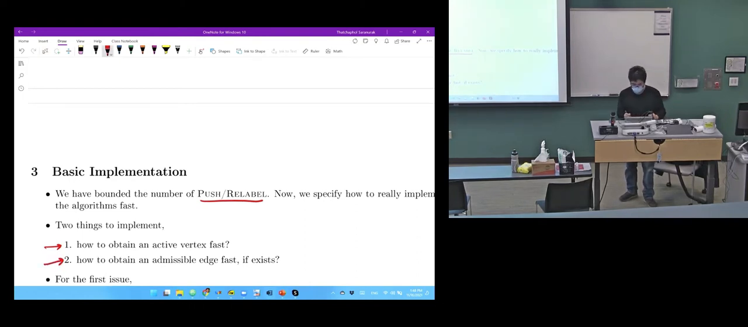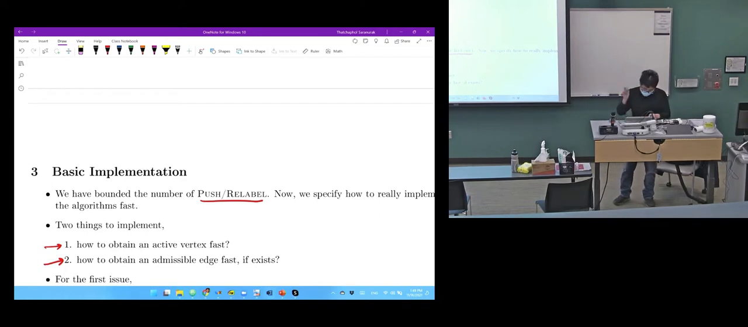Another thing is, when you get an active vertex U, in order to push out to the lower level, we need to look at the admissible edges. If you do it trivially, you need to spend degree time every time you want to check, reading all the edges incident to this node. But we don't want to spend degree time every time we look at U, so we need to handle this too.